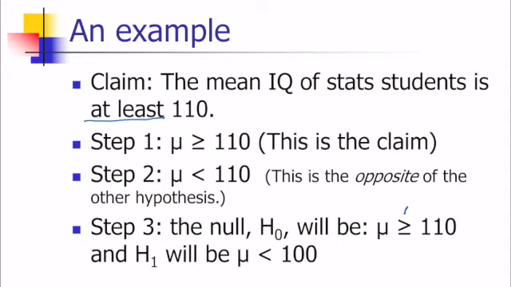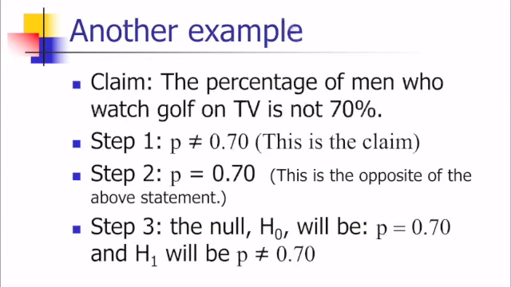Next, the percentage of men who watch golf on TV is not 70%. Okay? This is my claim. So I have an is-not-equal-to, and the opposite of the above statement is population proportion equals 70%. This becomes our null hypothesis. So our population proportion equals 70%, and it's up to us to find a sample to either reject or not reject, which we'll talk about in a little bit, H0. So here H1 would be the population proportion is not 70%.